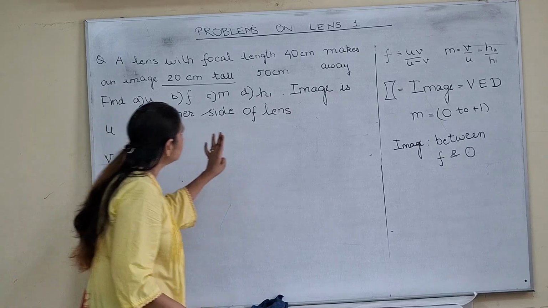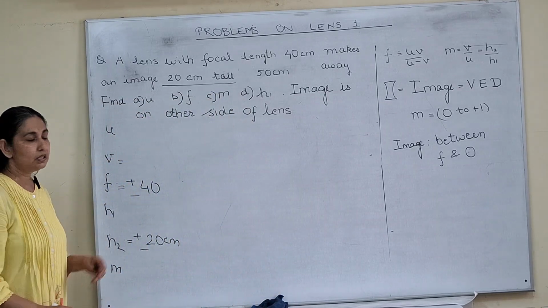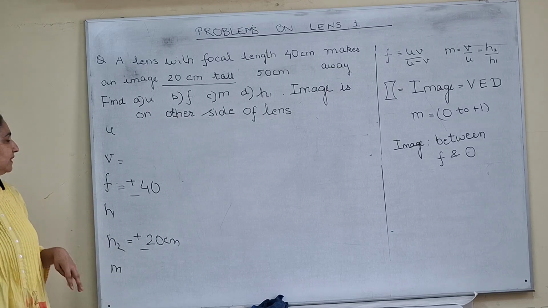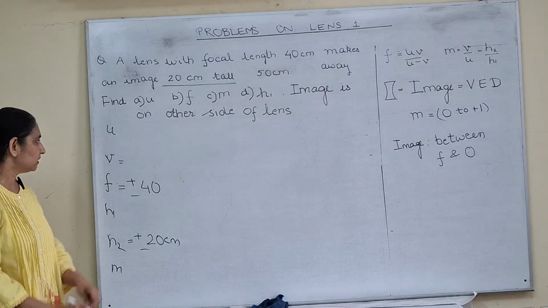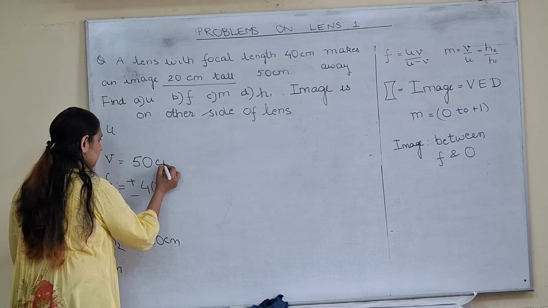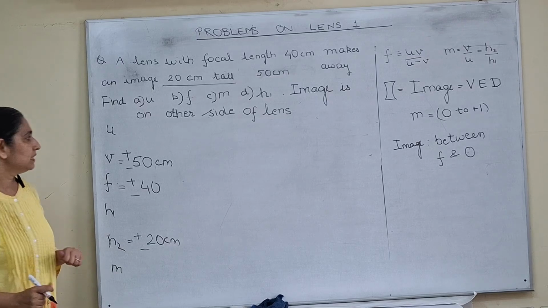तो या इरेक्ट है या inverted है, we don't know, so we can't put a sign right now. 20 centimeter, 50 centimeter away. What is this? The image is 50 centimeter away. That means V is 50. Okay, V is 50, but I am still to choose the correct sign.